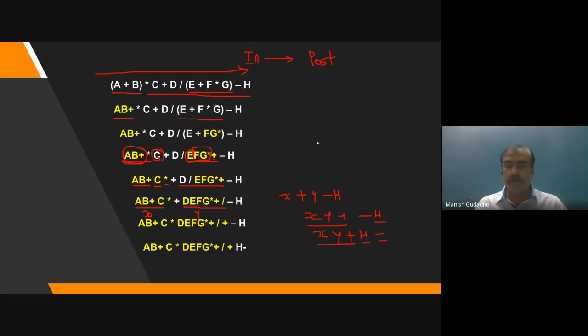Now what will the compiler do? The compiler will bring A first, then B, then the plus operation will be performed on that. Okay, then it will bring C, and multiplication will be performed on that. This whole will become the first operand, then D, E, F, G will be brought. So F and G will be multiplied, then E will be added to it, then D will be divided by it, then we are going to add the whole into this, and then H will be subtracted from that.